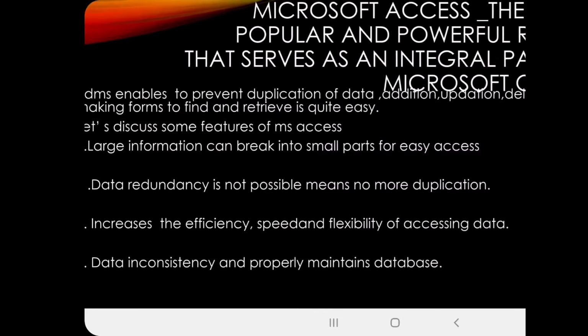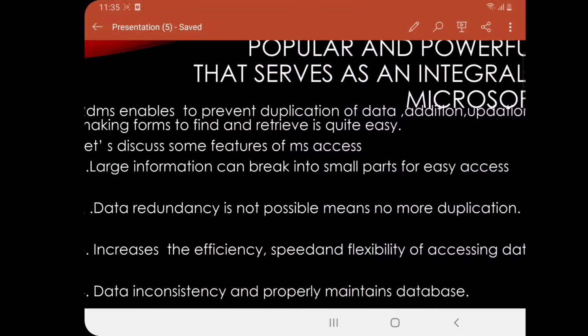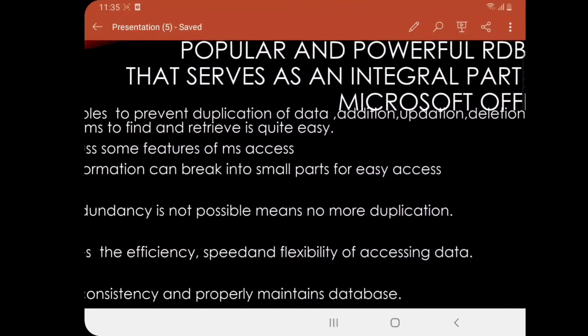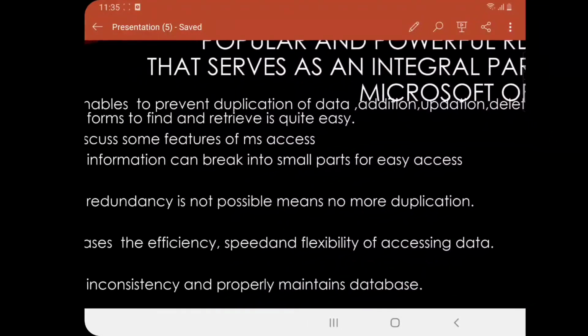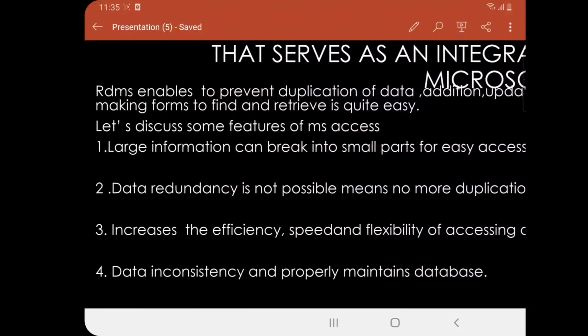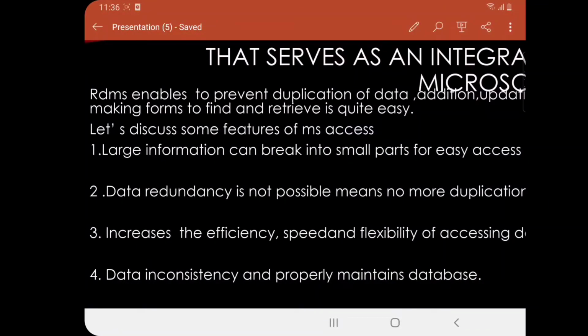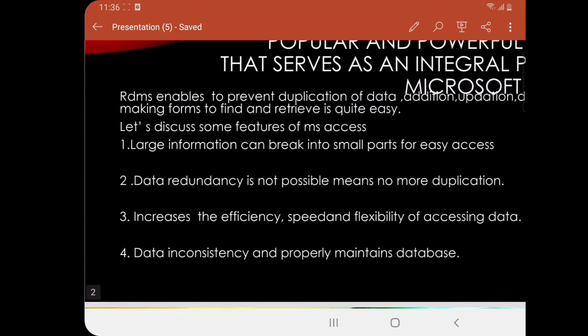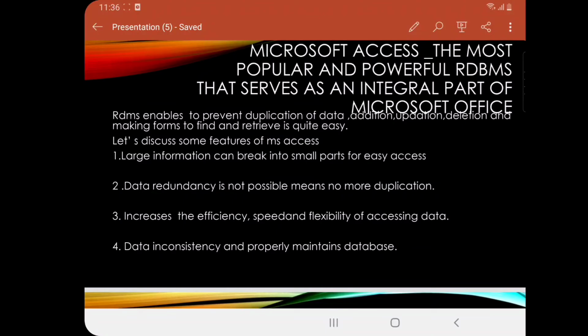Now the first thing is, what is a relational database management system? It enables you to prevent duplication of data. If you want to add, update and delete, it will work on them. It makes forms to find and retrieve data quite easy. Retrieve means if you want to bring back that file on your screen, you can do that very quickly. Let's discuss some features of MS Access.